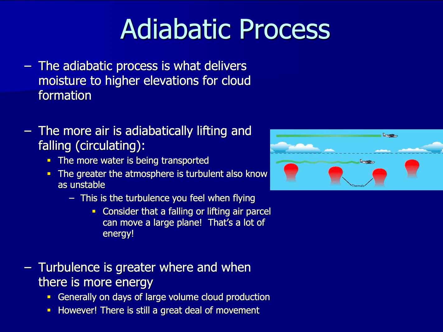So what we see is that the adiabatic process is delivering moisture to higher elevations to produce that cloud. The more air that is adiabatically being lifted, the more moisture potentially can be added to the atmosphere. So on a really nice hot summer day, there's lots and lots of atmospheric lifting. Because there's lots of atmospheric lifting, there's the potential to add a lot of moisture to the atmosphere.